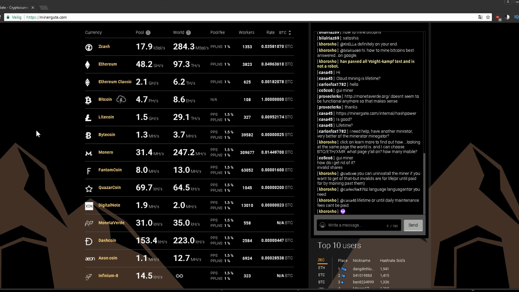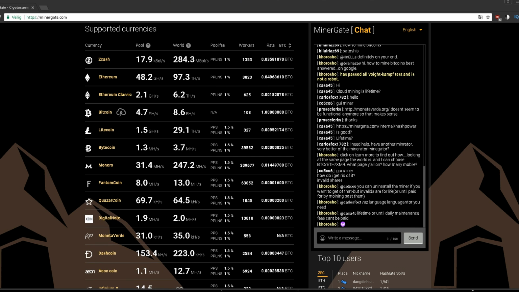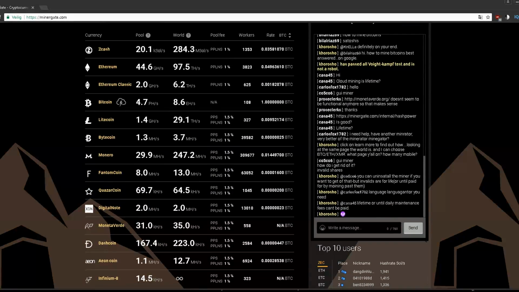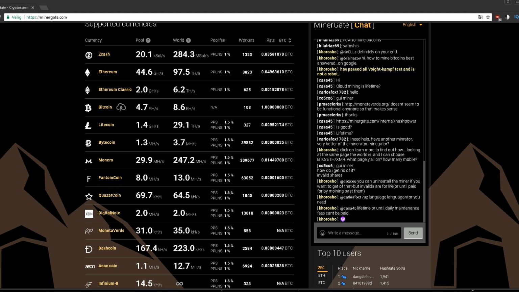Basically, it will be risky and dangerous. So, that being said, we can see more information here, such as pool, world, pool fee, workers, rate. Alright, I'm gonna be explaining this for you. Pool means the Minergate pool. As you can see, Zcash is doing 20 kilosols. Ethereum is doing 50 gigahashes.